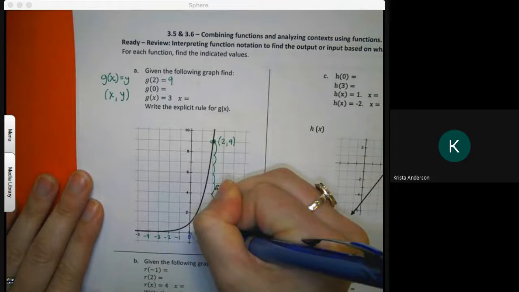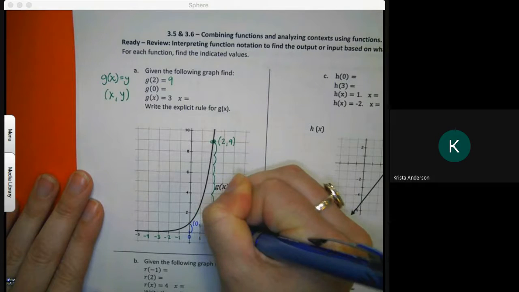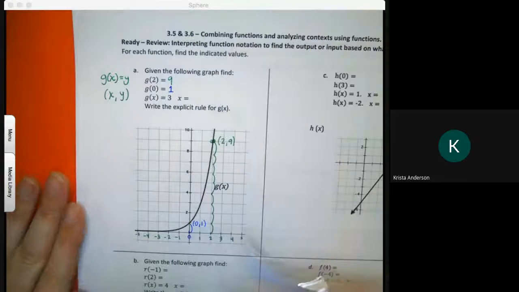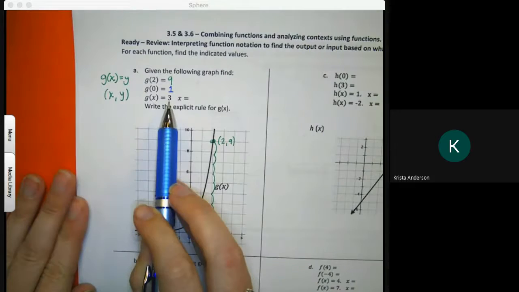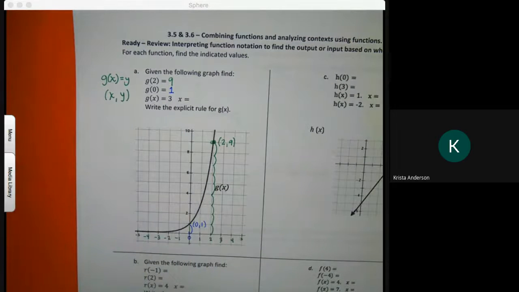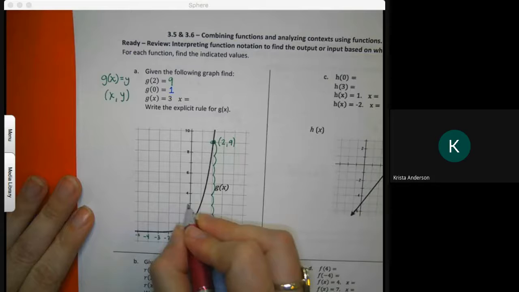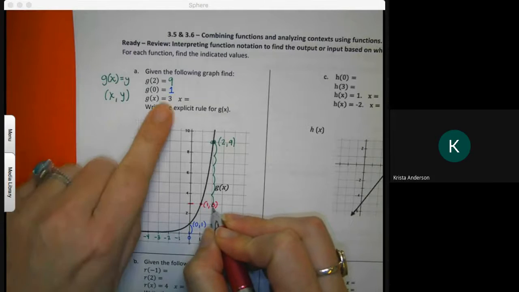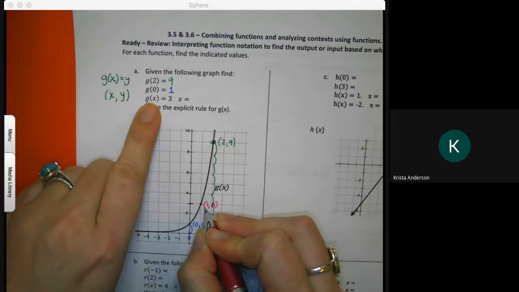Where is g of 0? Here's 0, it is up 1. 1 is my graph, the height of 3. So where is g of x equal to 3? 3 is when x is a 1.